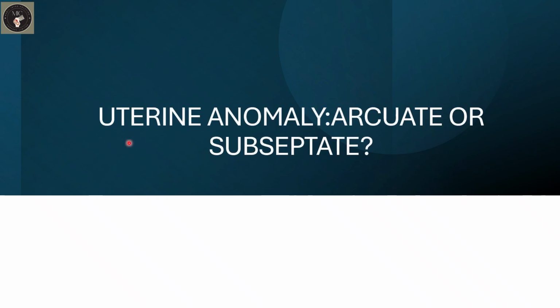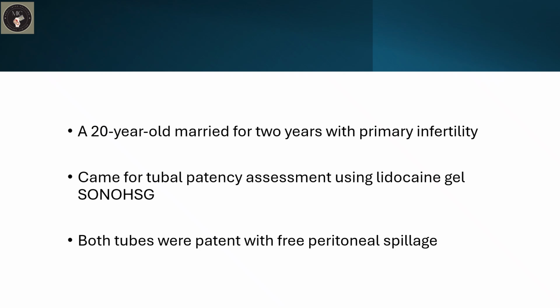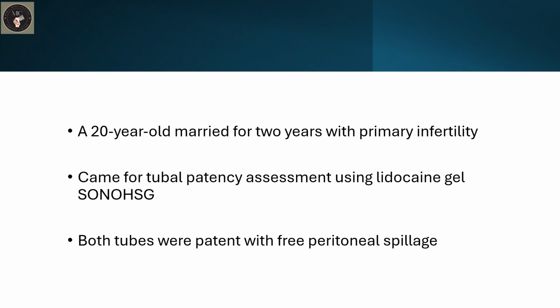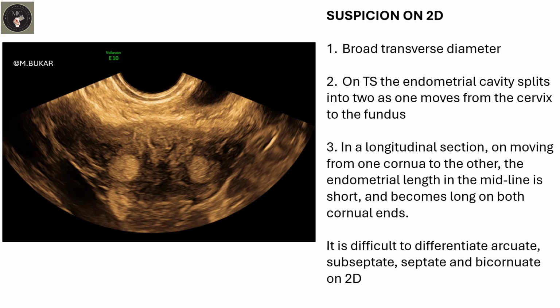In this short video, I will demonstrate how to differentiate between arcuate and subseptate uterus using this 20-year-old as a case example who presented with primary infertility. She was referred for lidocaine gel HSG, where both tubes were patent with free peritoneal spillage.